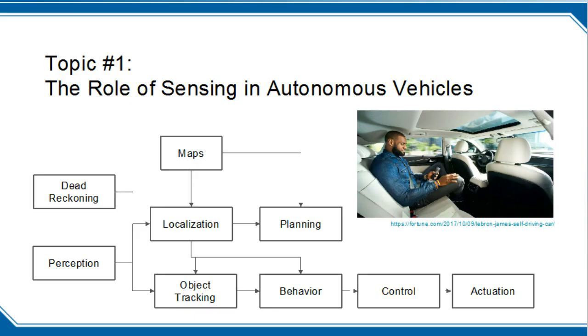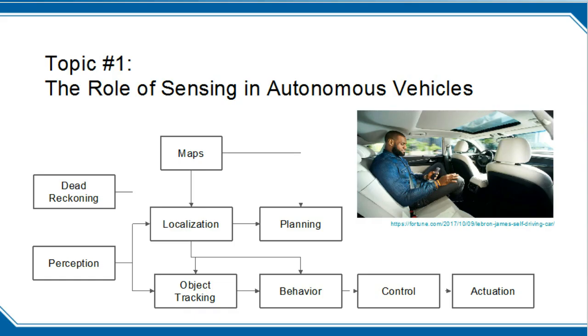If you read the chart from left to right, dead reckoning, perception, and mapping are the beginning of the entire process, and that is very important. Dead reckoning and perception feed into localization and object tracking, which then feed into the behavior, which is what the car is going to do over the next 10, 15, 30 seconds, which then goes down to the low-level control, which is the brake, throttle, and steer command, and then finally you get the actual actuation.